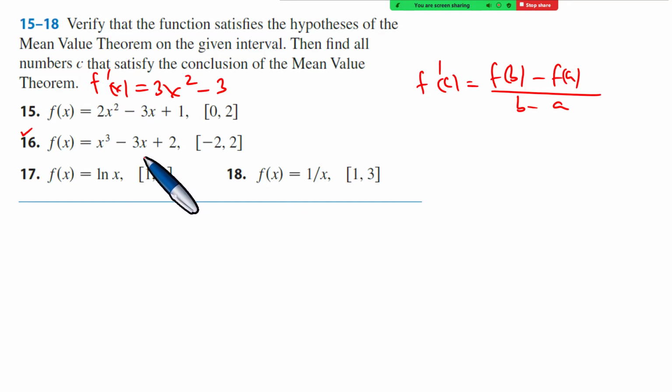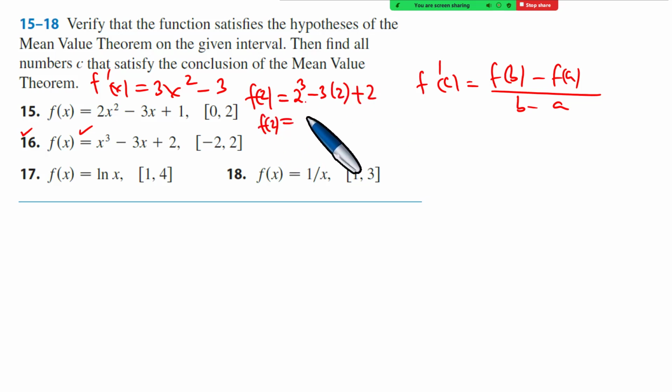Now we note the value of the function at the extreme points of the interval. We find first f of 2, in which case it will be 2 cubed minus 3 times 2 plus 2. This is exactly f of 2 equals 2 cubed, which becomes 8, minus 3 times 2, which is 6, plus 2. What is 8 minus 6? It's exactly 2, plus 2, giving us 4.